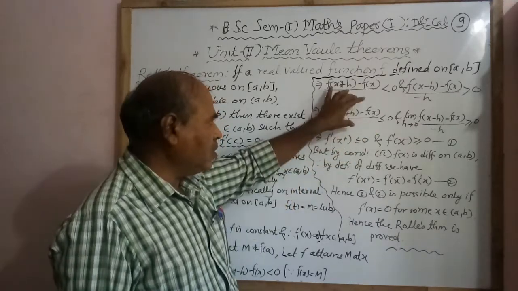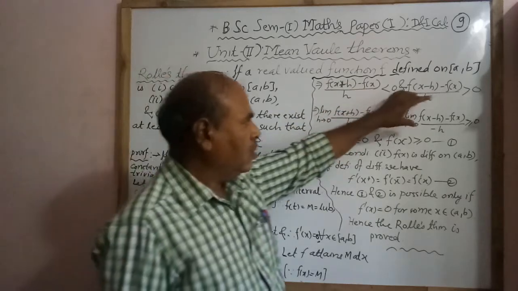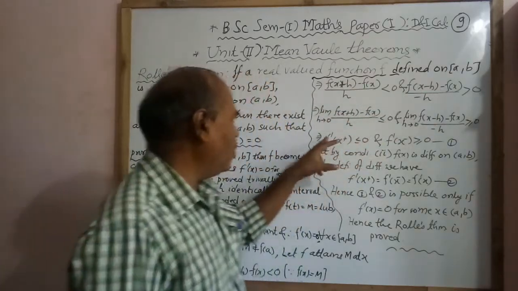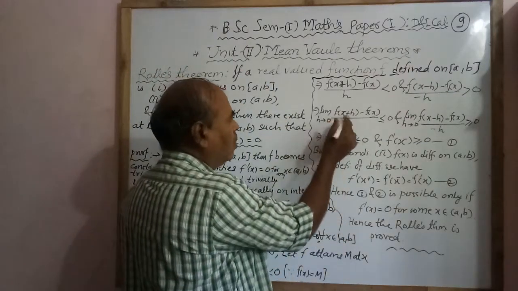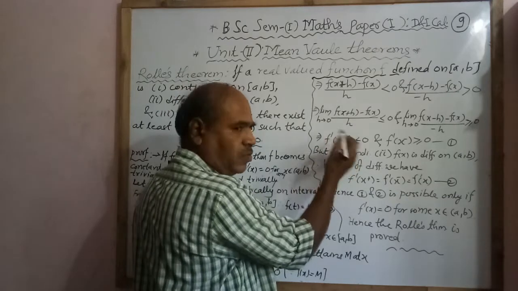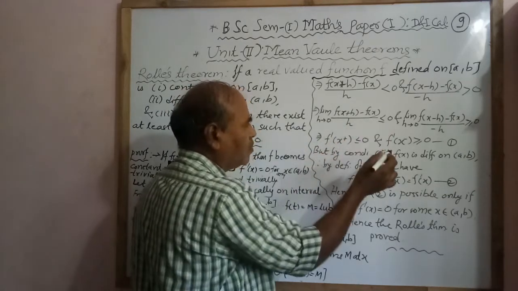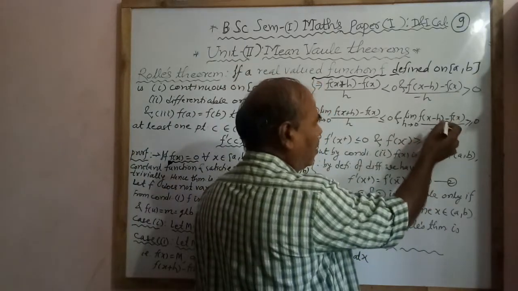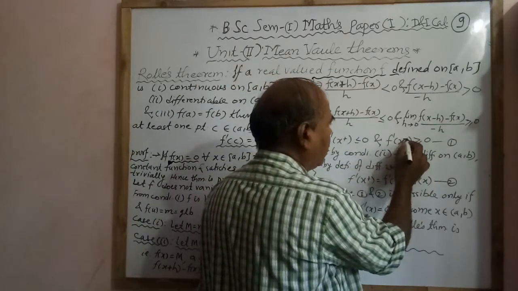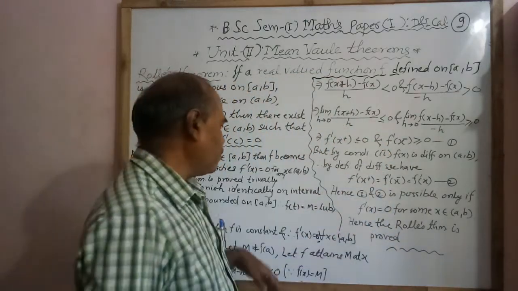If the limit of this ratio exists, then it is called the derivative. Here also the derivative. Therefore, by definition of derivative, this is the right hand derivative, f'(x plus) is less than or equal to 0. Now this is the left hand derivative, that is we write f'(x minus) greater than or equal to 0. Take it as equation number 1.